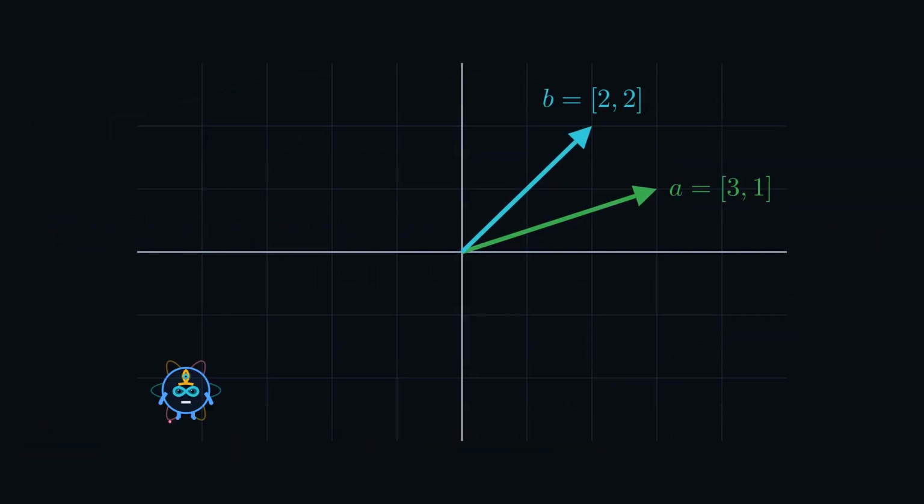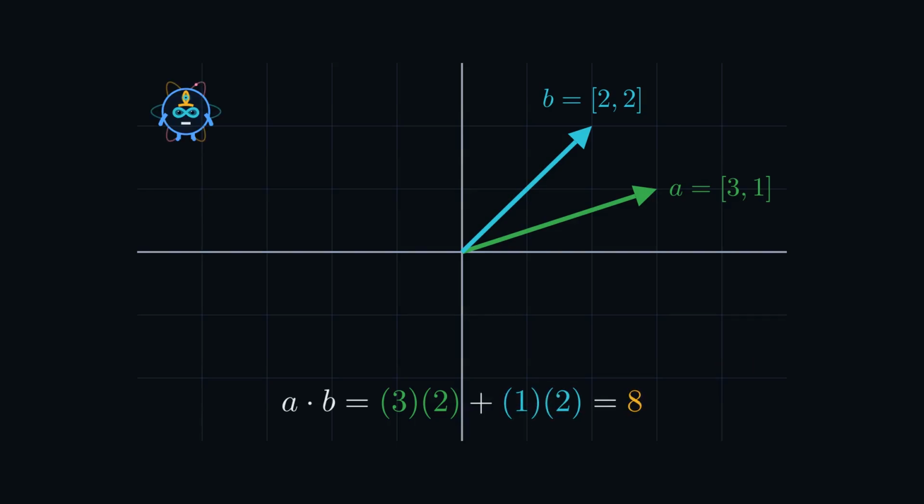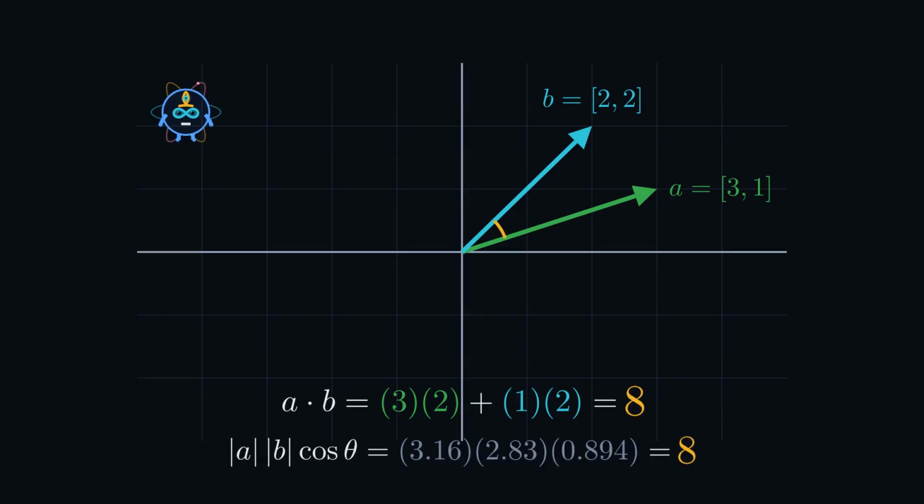Here are two vectors, A at 3, 1, B at 2, 2. The dot product has two recipes and they always give the same answer. Recipe 1, multiply matching parts and add. 3 times 2 is 6. 1 times 2 is 2. 6 plus 2, 8. Recipe 2, multiply the two lengths by the cosine of the angle between them. Same vectors, same answer. 8. One is arithmetic, one is geometry. The dot product is where they meet.